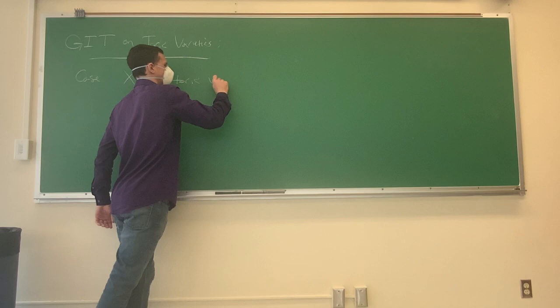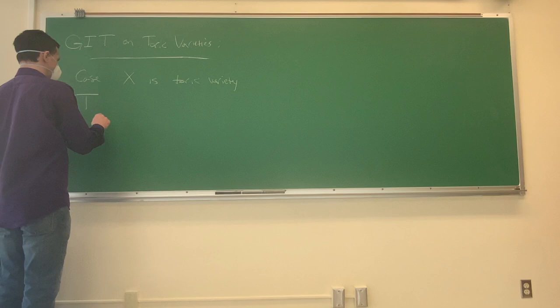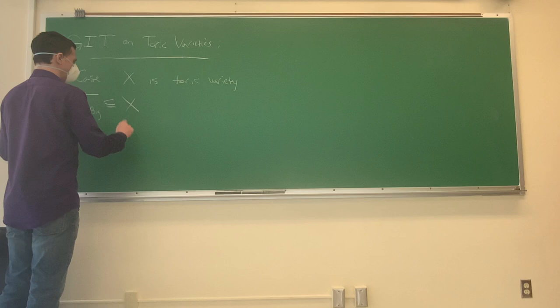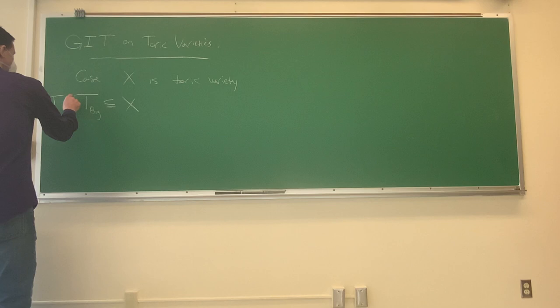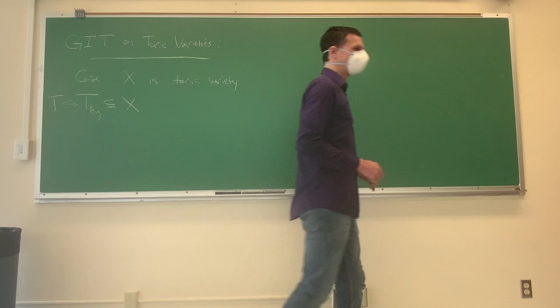some X, and then, of course, we have T, let's just call it T big, inside X, and this is open and dense. And then we have our T that's acting on X sitting inside here, which is just some subtorus. And so what we want to understand is what's going on in this picture.